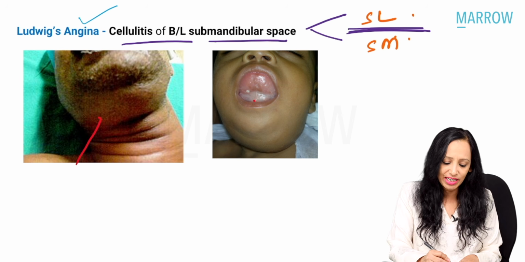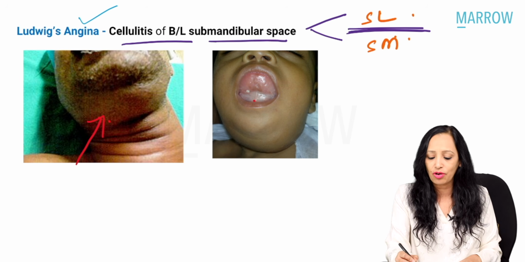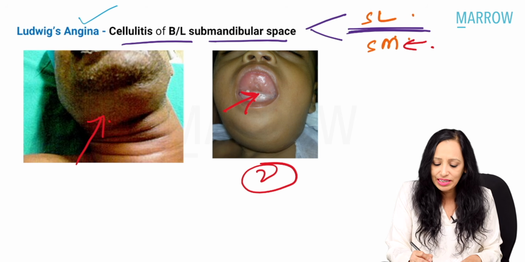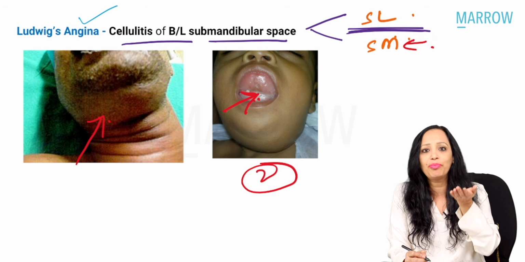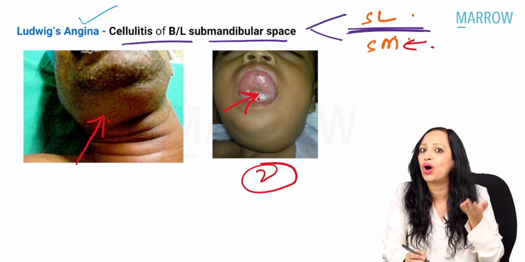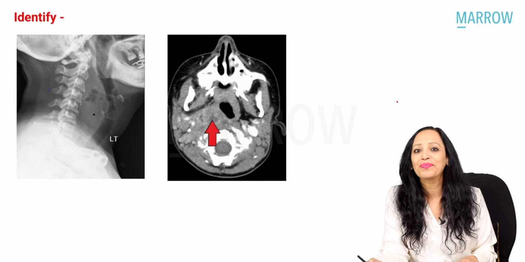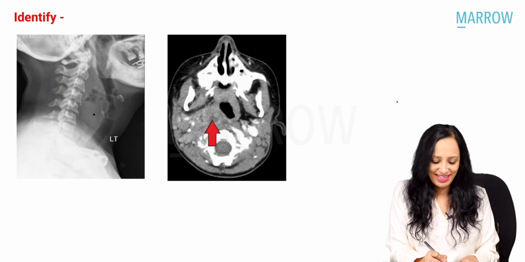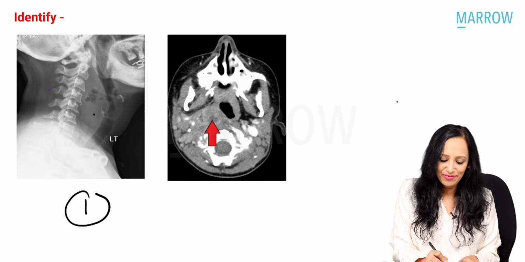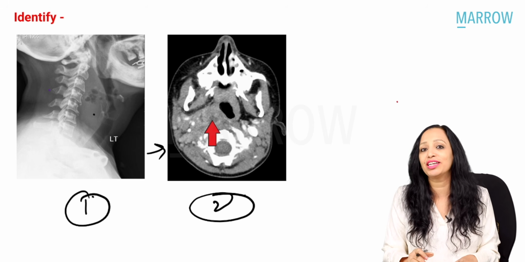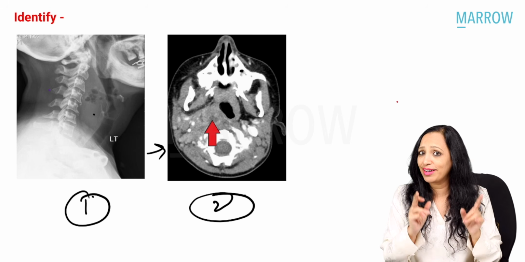In the first picture, we are seeing mainly the external involvement, that is of the submandibular compartment, and in the second picture here, we are seeing mainly the sublingual involvement where we are seeing the raised floor of mouth. So yes, this is Ludwig's angina. Next, identify. I will try to identify the first picture first and then we will go on to the second picture. They are given in conjunction, so both of them will help you to make the diagnosis.